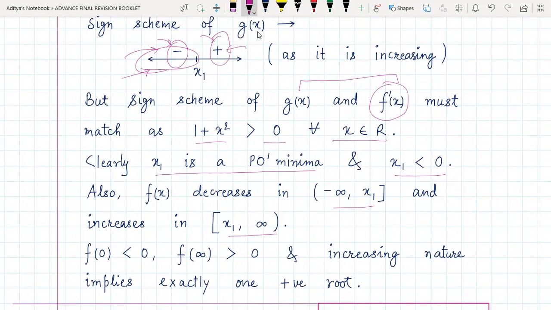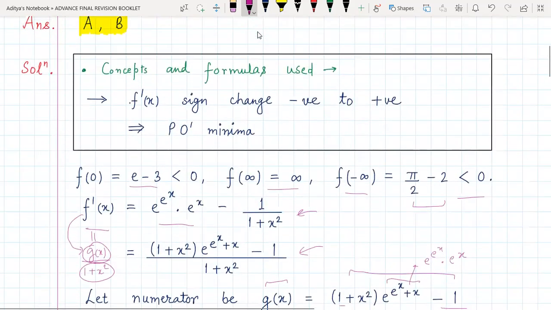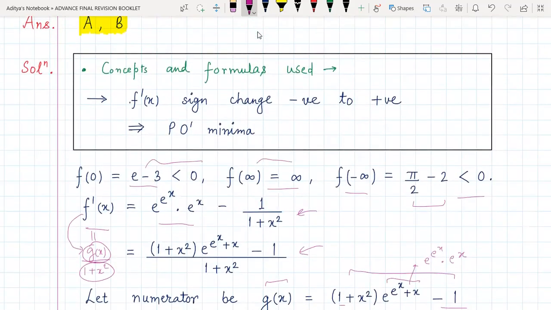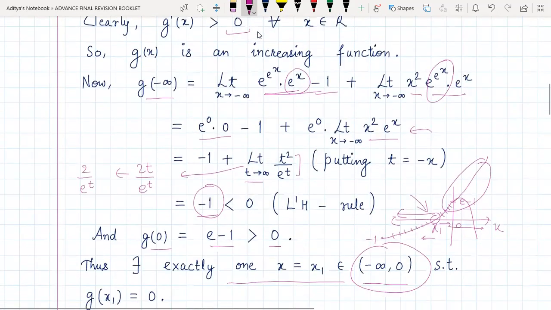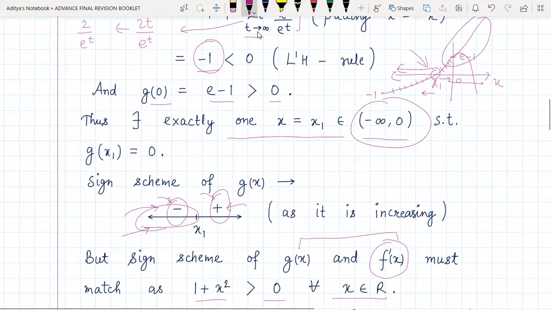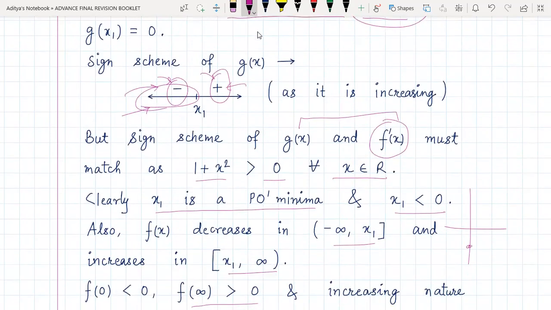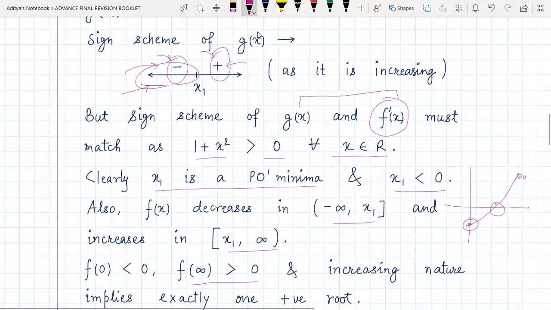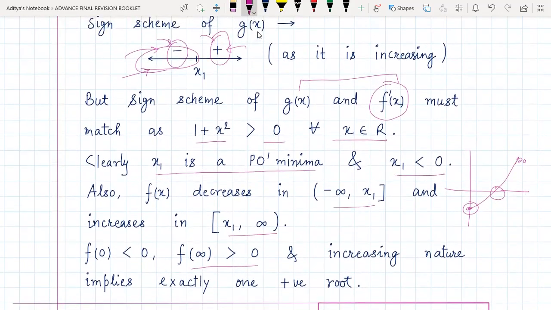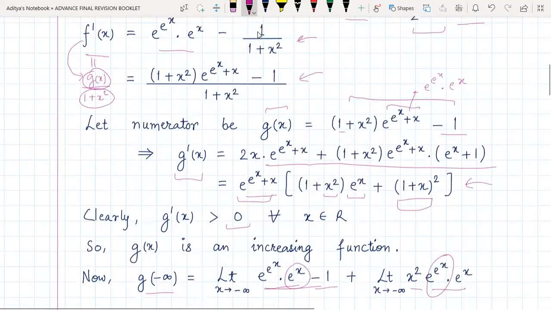So f of 0 is less than 0, a negative quantity. f of infinity is greater than 0. These things we have already derived in the very first line of the question, so from here we are taking these things. Let me just write it down. f of 0 is negative, f of infinity is positive, and it is an increasing function. So obviously it can only cut the x-axis once, and thus it will have exactly one positive root. So I think that's how we have been able to solve all the parts of this question.